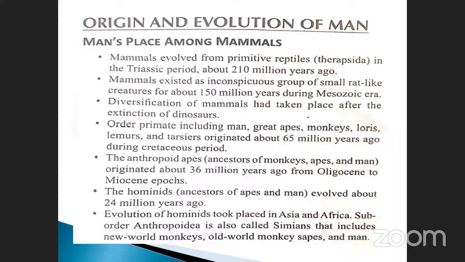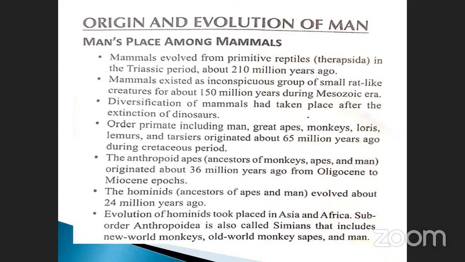See, the first one is the origin and evolution of man. You must note it down. Man's place among mammals. We are all concerned with mammals, isn't it? The mammals evolved from primitive reptiles, that is the Therapsida, in the Triassic period, about 210 million years ago.